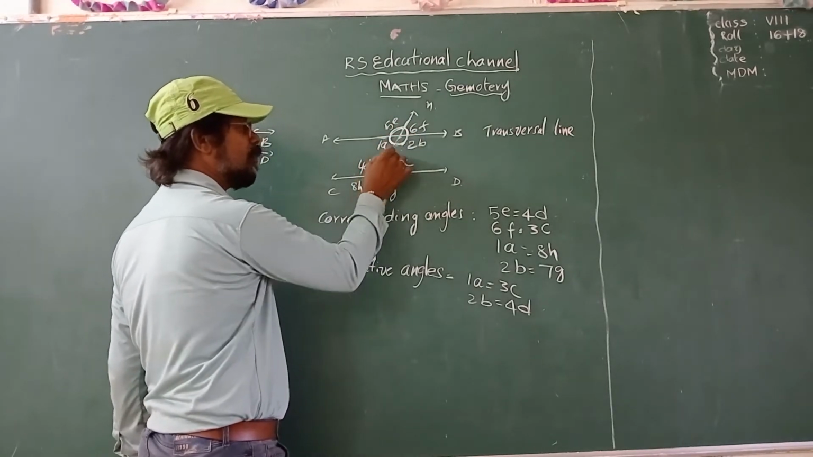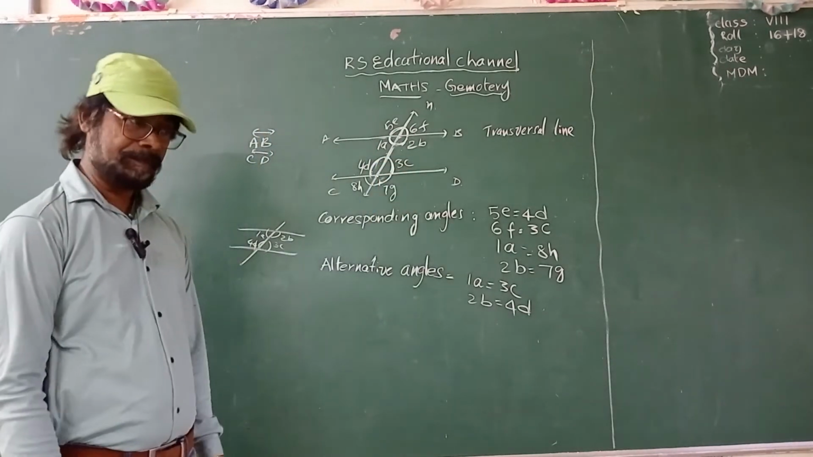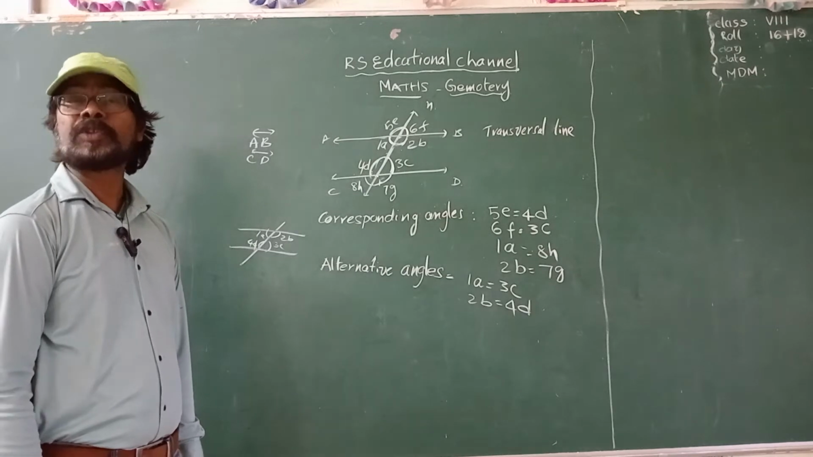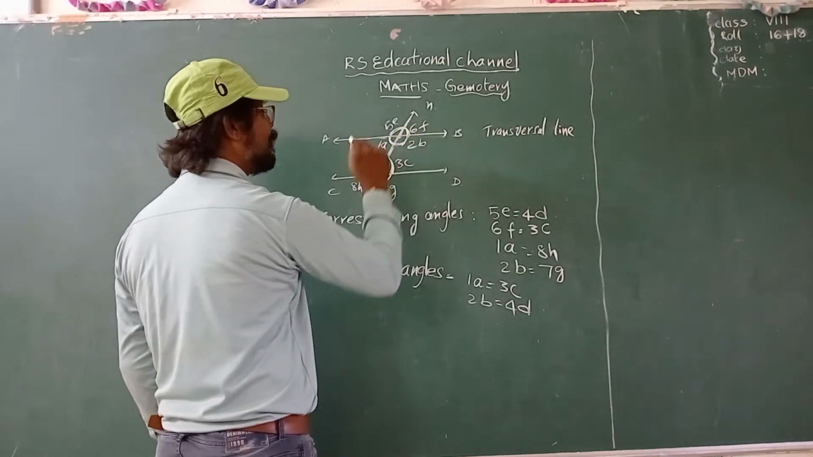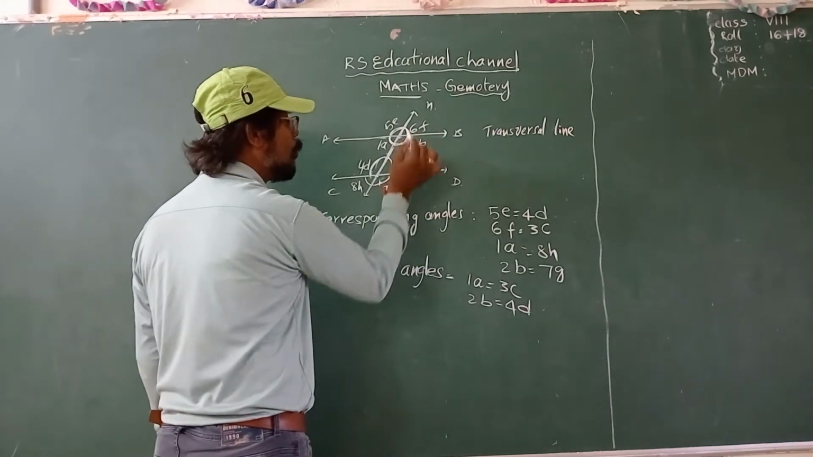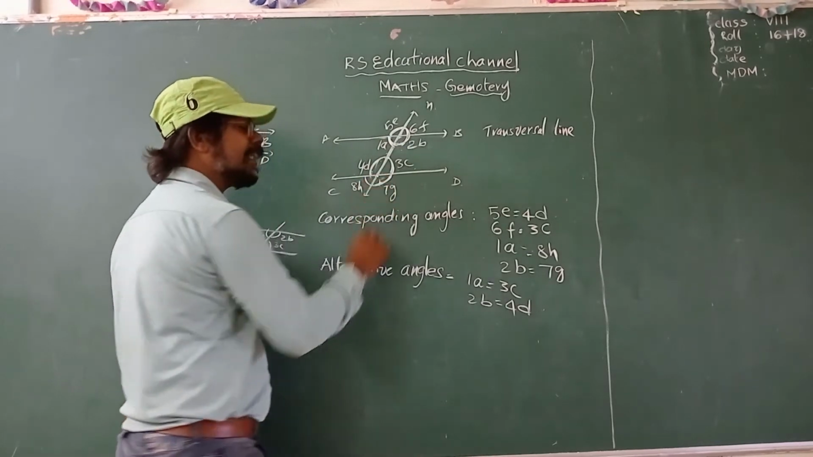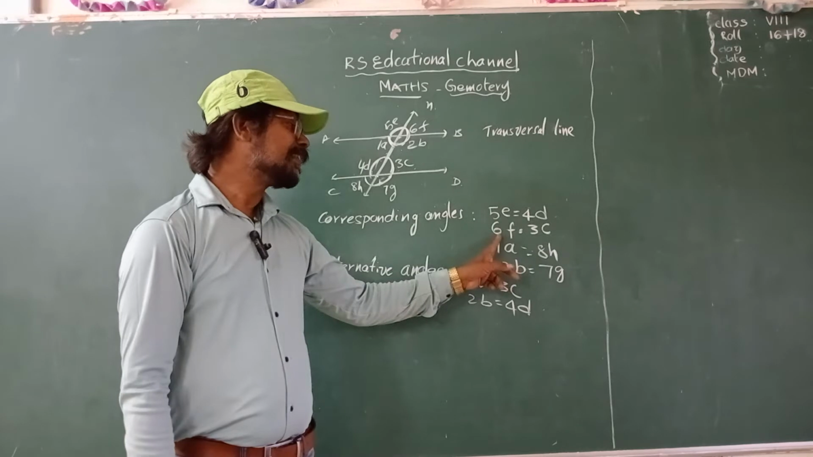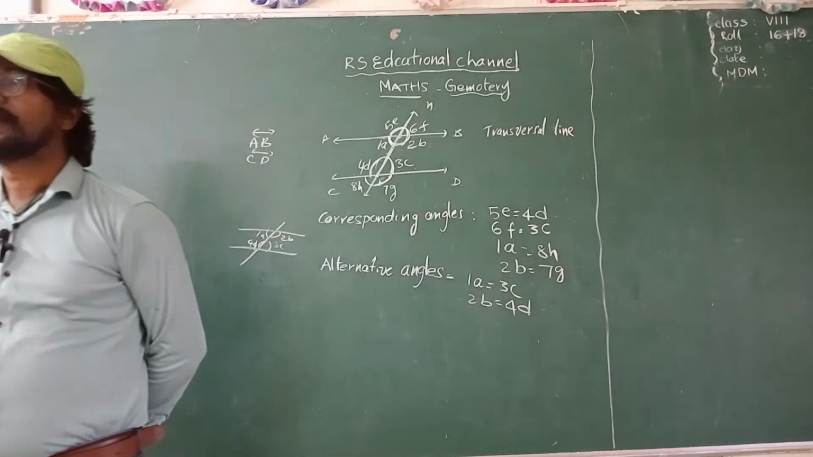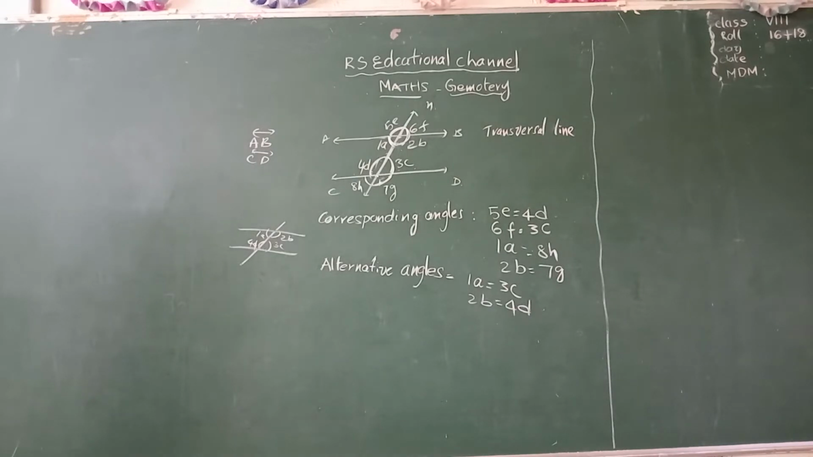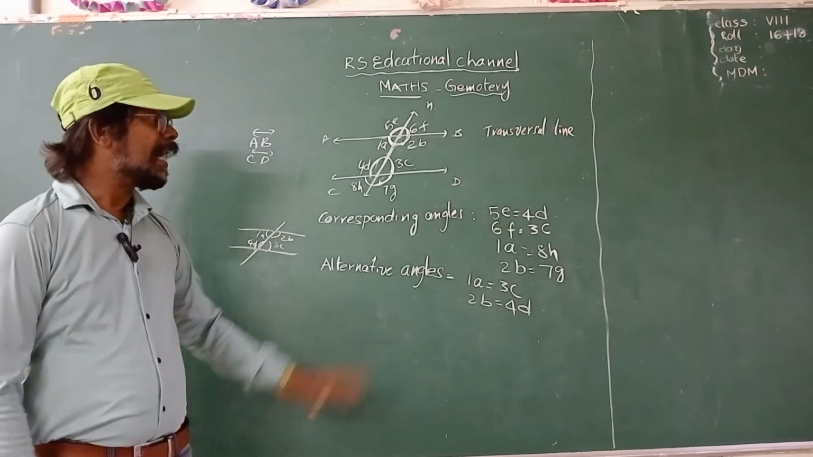And this 5E and this 4D are on the same side of this line N. So that's why these angles are corresponding angles. Like that, 6F and 3C are corresponding angles. 2B and 7G are corresponding angles. 1A and 8H are corresponding angles. So 5E and 4D, 6F and 3C, 1A and 8H, 2B and 7G are corresponding angles. Corresponding angles are always equal. Alternate angles are always equal. Both are equal.